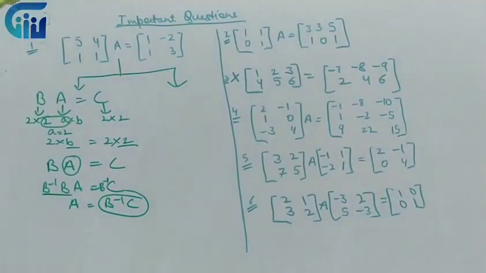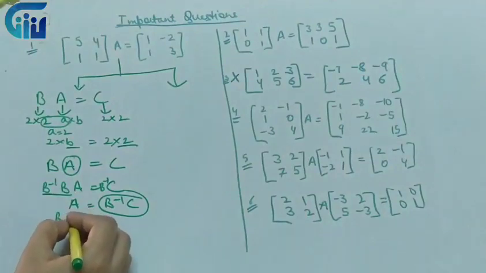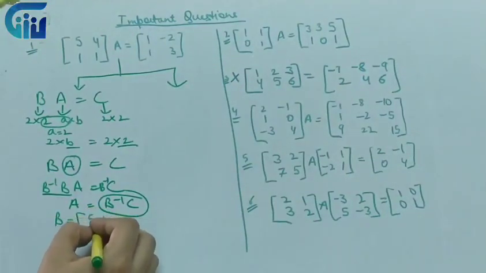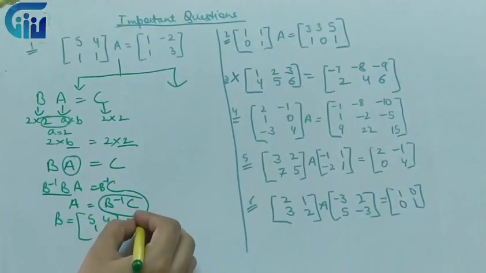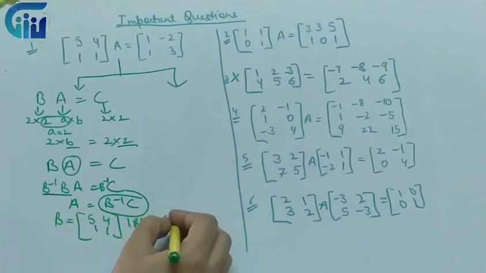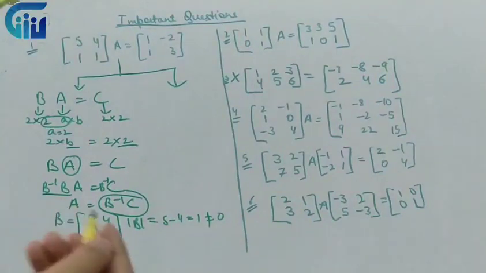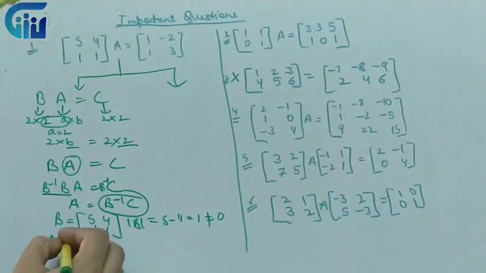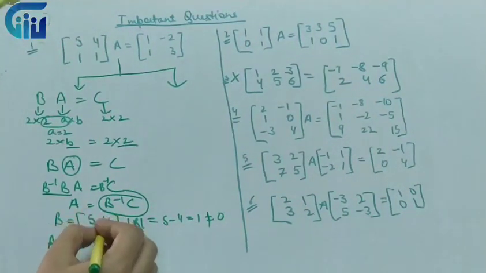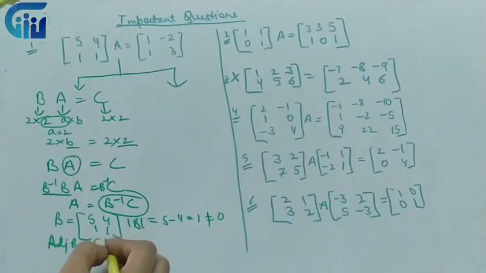Can I find B inverse? Yes, I have my matrix B, which is 5, 4, 1, 1. To find its inverse, I need to find its determinant, which is 5 minus 4, 1, non-zero, hence the inverse exists. Next, what I will do? I will find the adjoint of B. What is the adjoint of B? How do we find it? We interchange these two elements and change the sign of these two. So this is my adjoint.